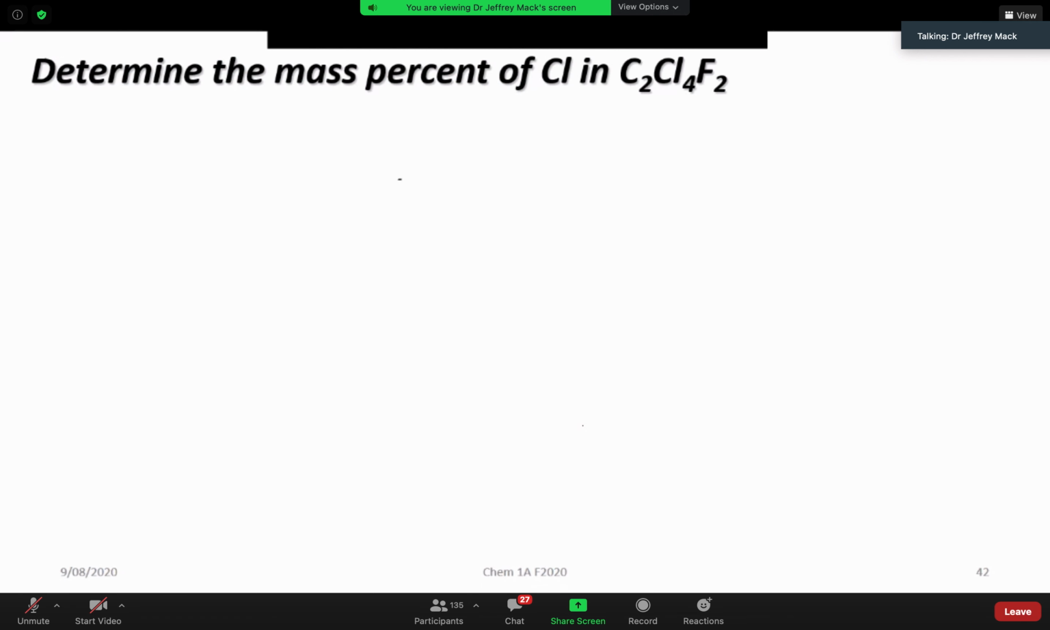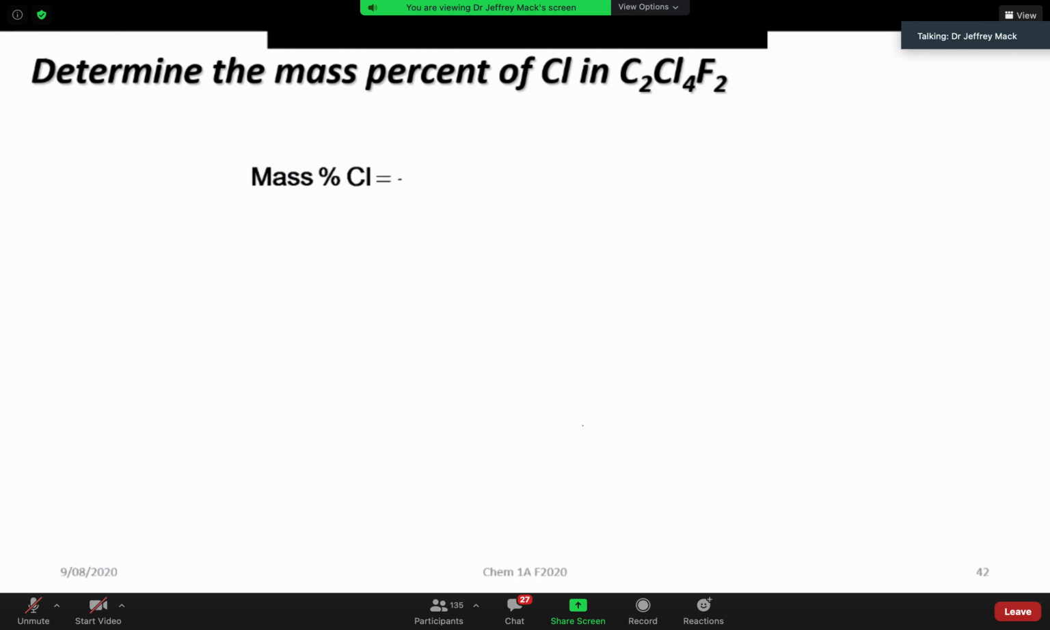So for example, let's figure out what's the mass percent of chlorine in C2Cl4F2, right? So this is a freon compound here, right? Depending on how the chlorines and fluorines are distributed, it would have a complicated name, right? So this would be tetrachlorodifluoroethane. You don't need to know that. Don't worry about it, okay?